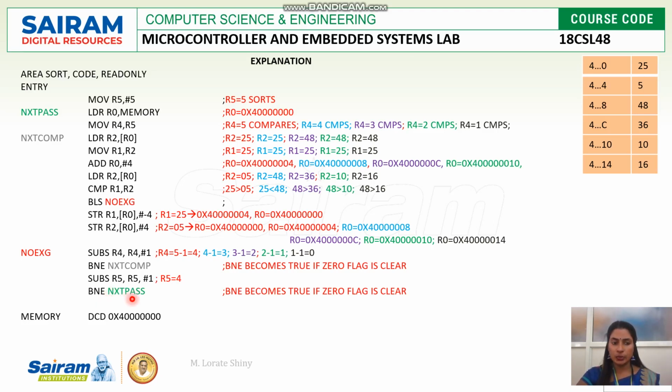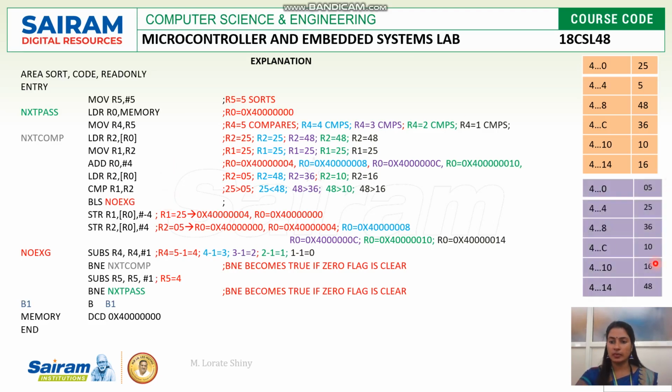So when it is true, we will go back to the next pass loop. Again, this whole thing will be done 5 times. So at the end of the 5th sort, we will get this ascending order. Now we'll see the execution part.